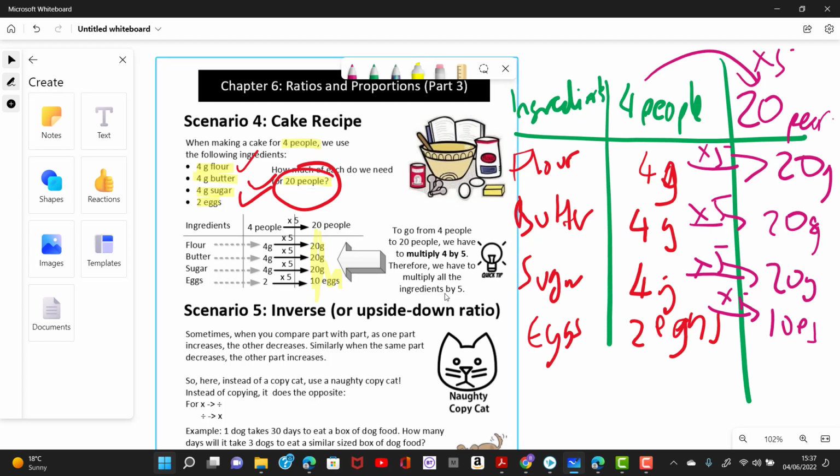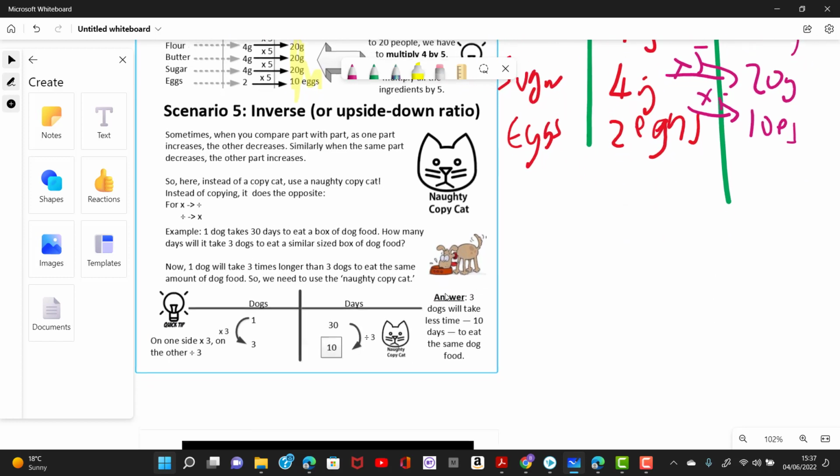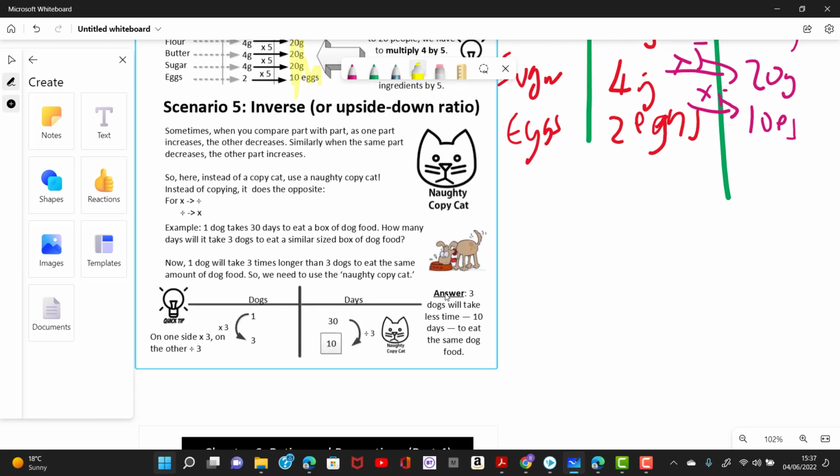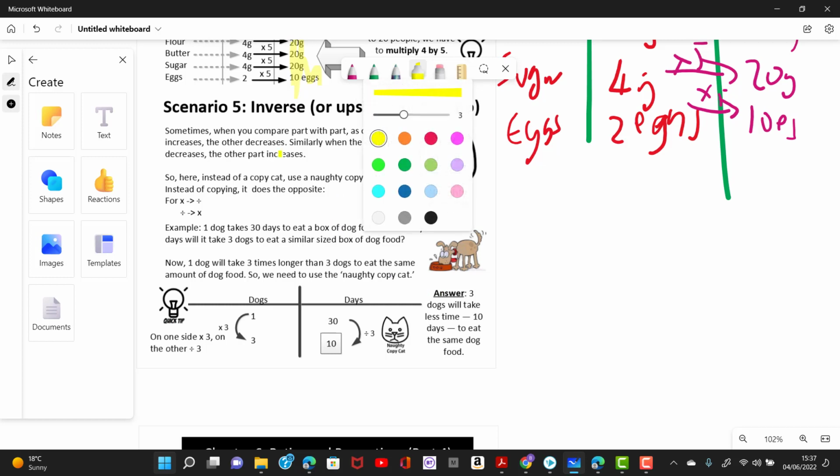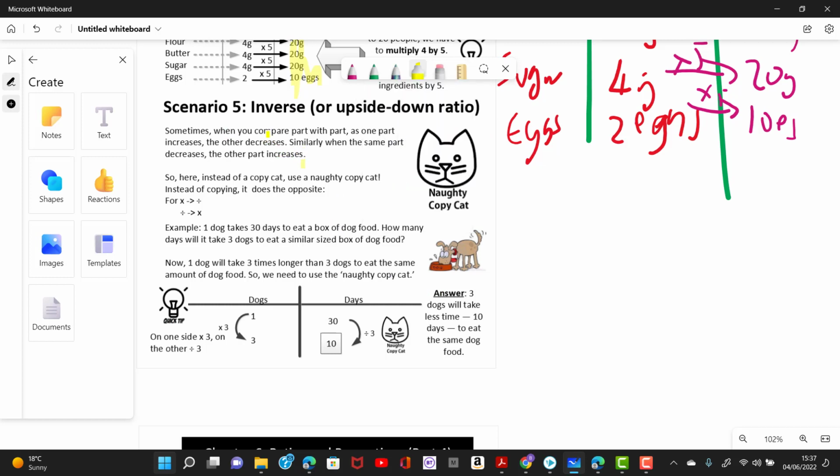Let's move on to the last example, which you might see in problem solving. It's called inverse ratio. Sometimes you compare part with part, but when one part increases, the other part decreases. That's when you get inverse ratio. Normally in ratio we use a copycat, but here the copycat does the opposite, so we call it a naughty copycat. Let's show this with an example.